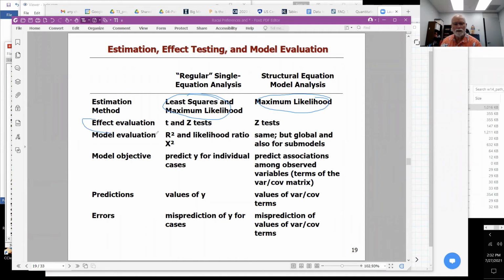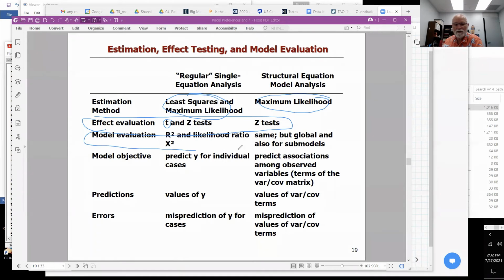And what can you do? Well, you can evaluate effects. That would be coefficients and whether or not they're significant. And you would evaluate that with T and Z tests, depending on the regression type. In structural equation models, it'll typically just be Z tests because T is a small sample statistic and there's not an analog for it. So that means that structural equation models will rely on large sample theory. So we're going to be using Z instead of T. That means if you don't have large samples, your results are questionable and there's no workaround for that. You just have to live with that uncertainty.